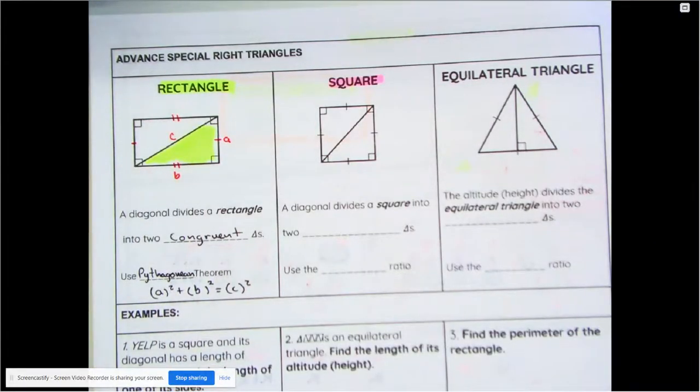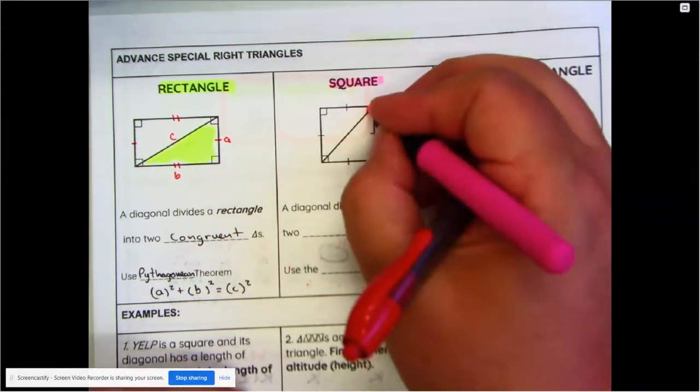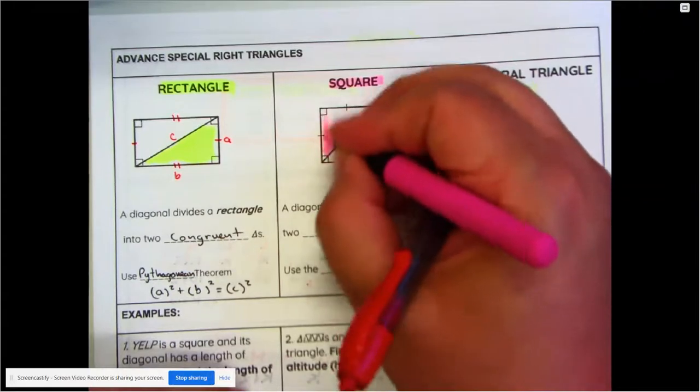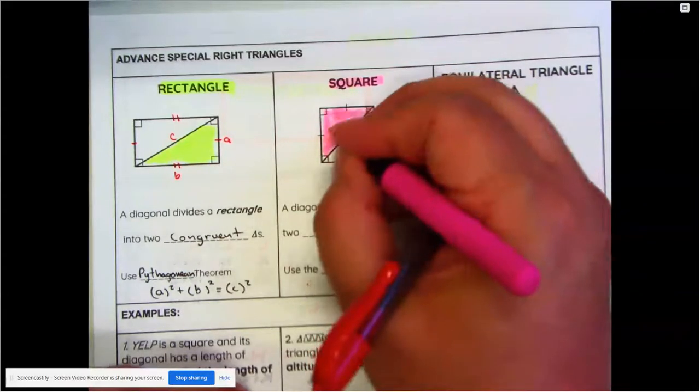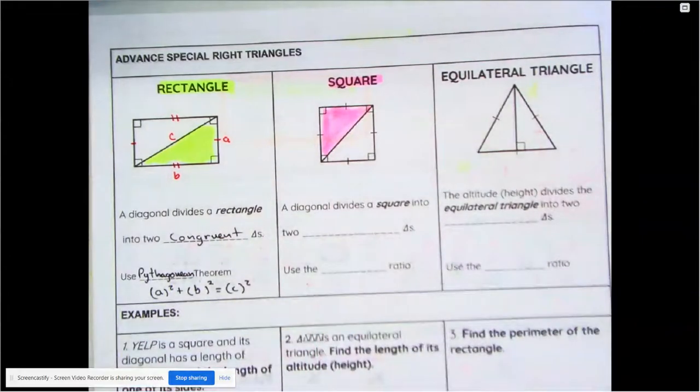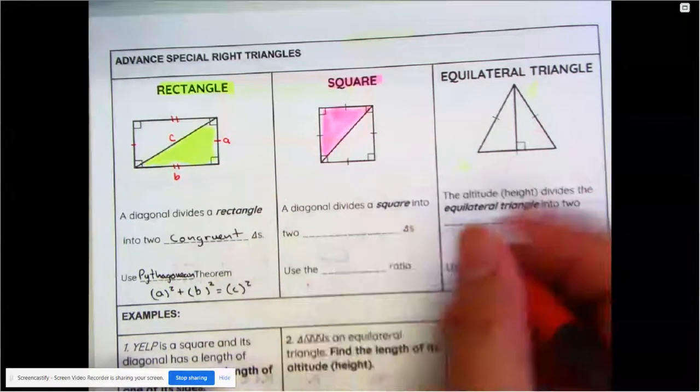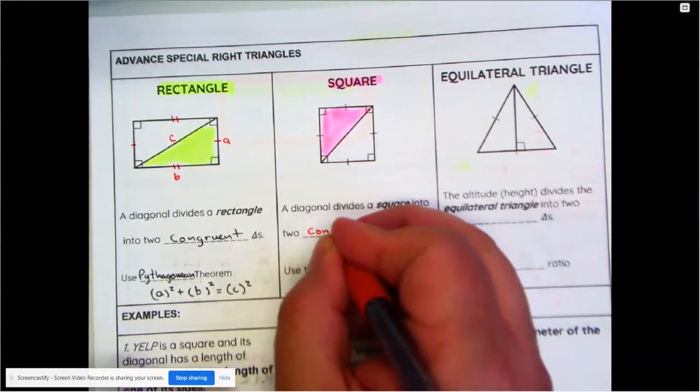In a square, I can also cut it into two triangles that are equal to each other. But if you notice, there's already something special in that pink triangle. Yes, I have two congruent triangles.